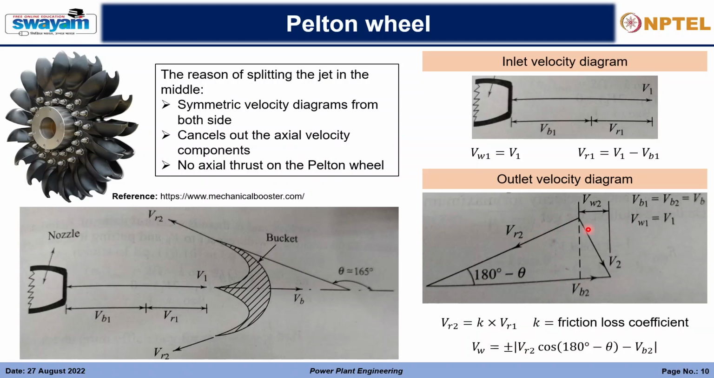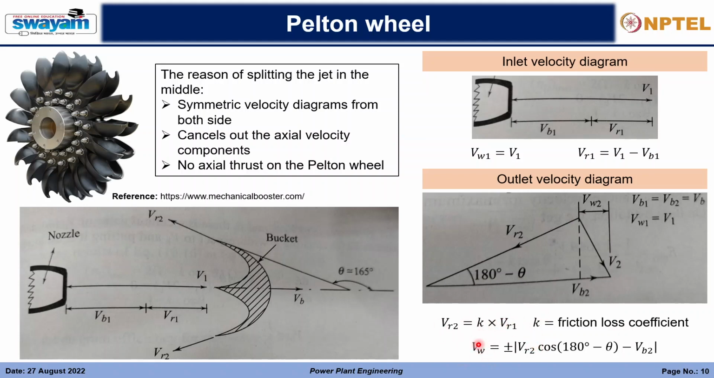Again there can be some friction also in this blade. Here if you see, when the water is gliding over this blade, it will face some friction and the velocity will be reduced. So the relative velocity at the inlet may not be the relative velocity at the outlet, so vr2 will be somewhat less than vr1. So that is the friction loss coefficient k. So we'll have to include that in our further calculations.